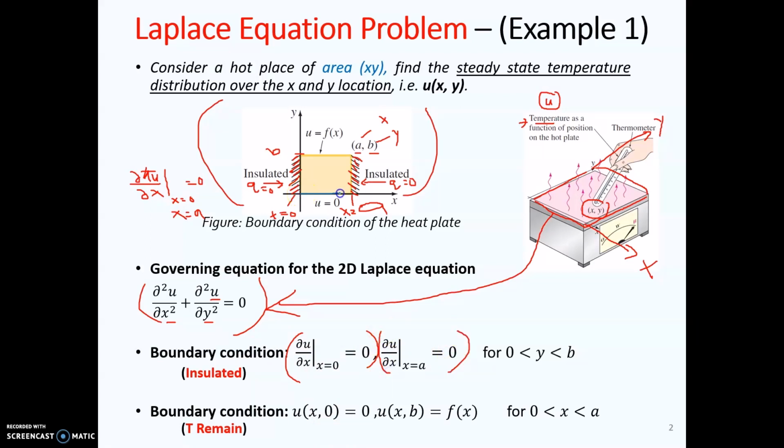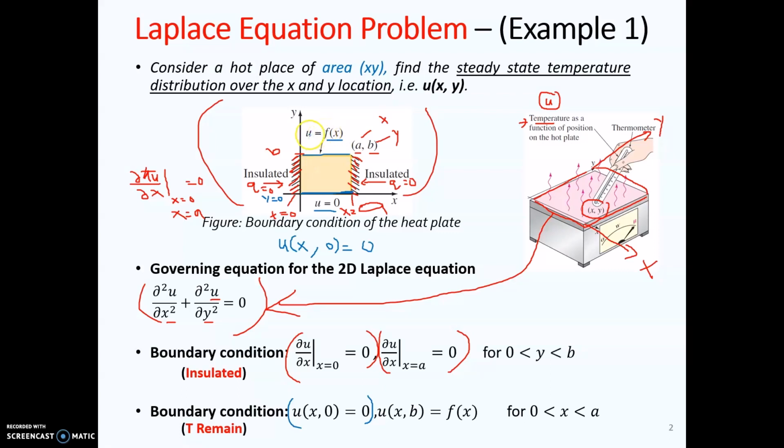The temperature here is maintained constantly at temperature equal to 0, and this location is at y equal to 0 for multiple x. Therefore, you can write your temperature at various x locations at y equal to 0 will be equal to 0. So this is the boundary condition here. The boundary condition here is given by u equal to f(x).